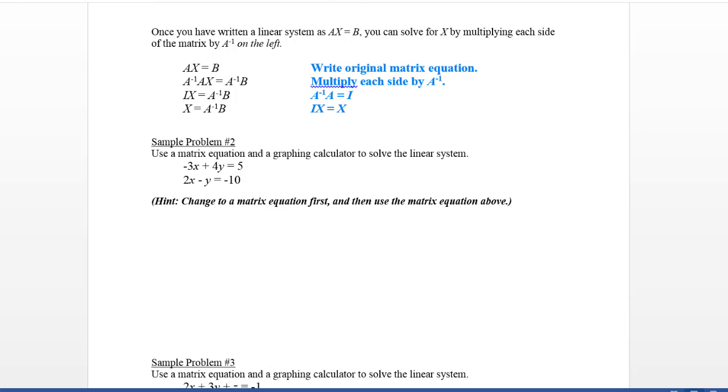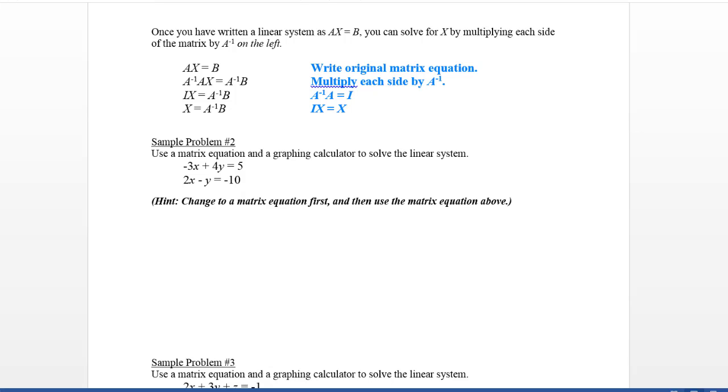So look at sample problem number 2. It says use a matrix equation and a graphing calculator to solve the linear system. Now I know you know a simple graphing calculator method to just solve the system of equations, and that would kind of defeat the purpose here, but that is a great way to check your answer if you're unsure of your final solution. So go ahead and try sample problem 2 by changing it to a matrix equation first and then solving the matrix equation for the solution.